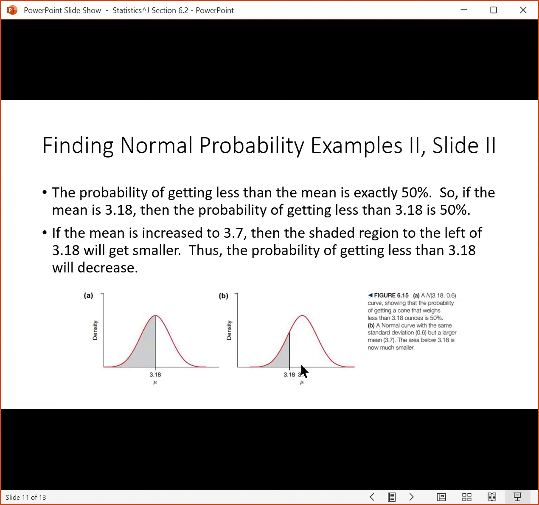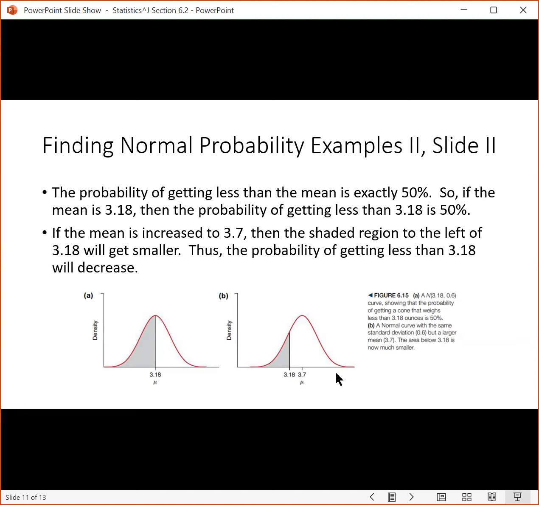If we put the mean at 3.7, we're still using 3.18 because that's what's in the fact sheet. That's the amount of ice cream that someone's supposed to get. If we move the mean to 3.7, the effect is that it makes the shaded region smaller. And so the probability that you get something less than 3.18 is going to be smaller if the mean is 3.7.